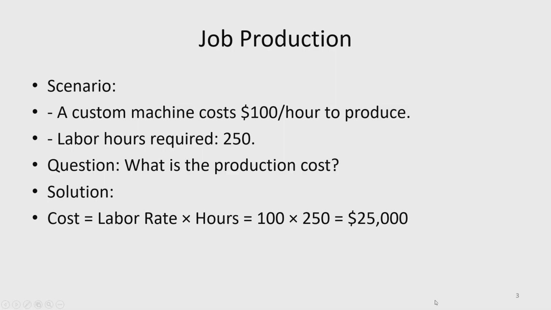Suppose a custom machine, that means as per the customer's requirement you are making a machine, costs $100 per hour to produce, and the labor hours required are 250. What is the production cost you estimate? The solution is: cost is equal to labor rate times hours, that means 100 times 250 is equal to $25,000.